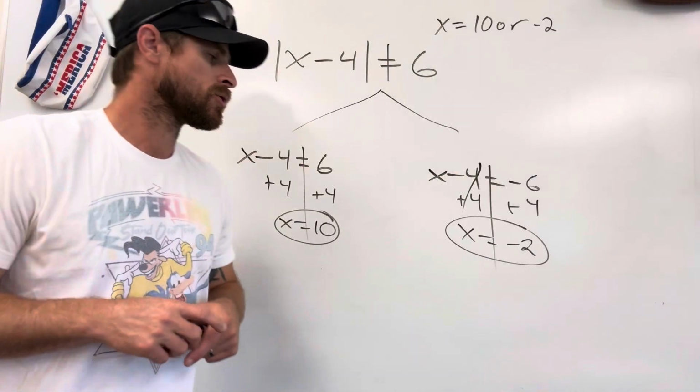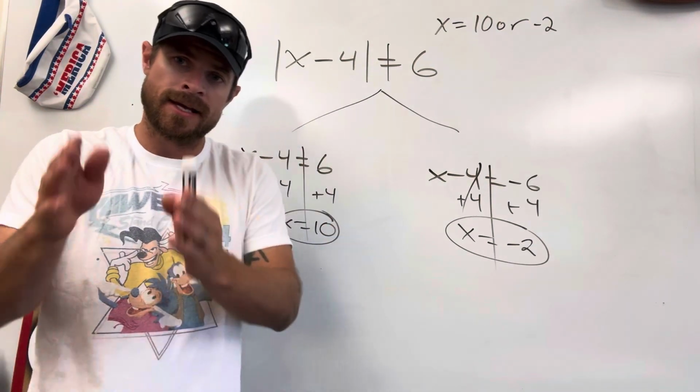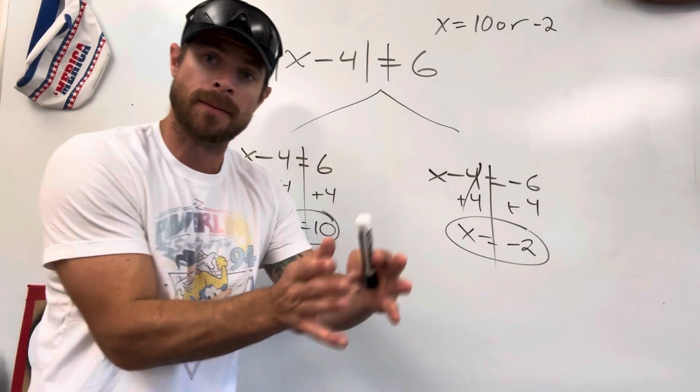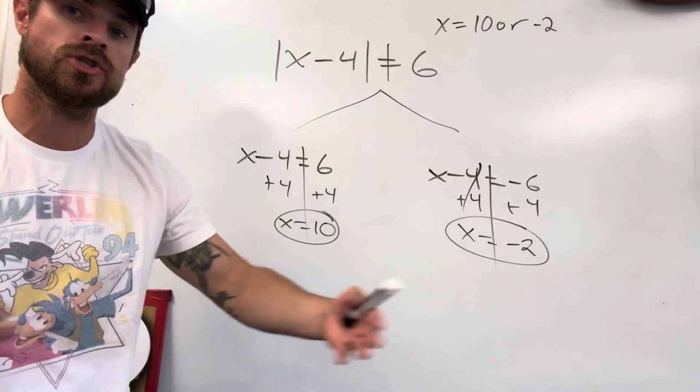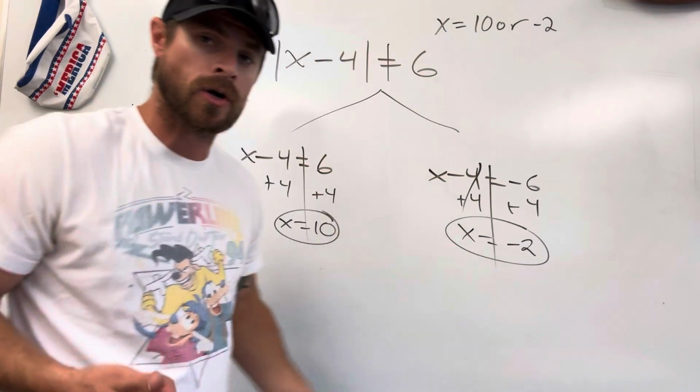Perfect match. So this is how you're going to do it. You're going to split it into two equations. Set it up equal to the positive value. Set it up equal to the negative value. Solve each one of those equations separately, and then just go with the flow. Algebra will do all the hard work for you.